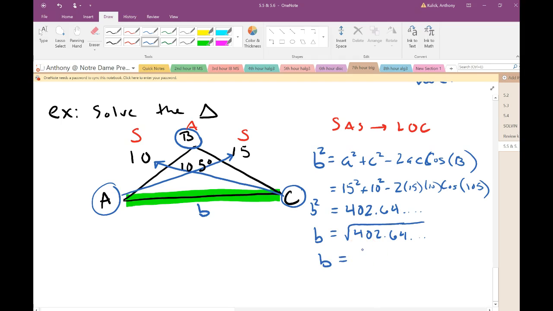So when I take the square root of that, I get about 20.06. Actually, let's say 20.07, rounding up. Everybody okay with what I've done there? So I know that this side is 20.07.